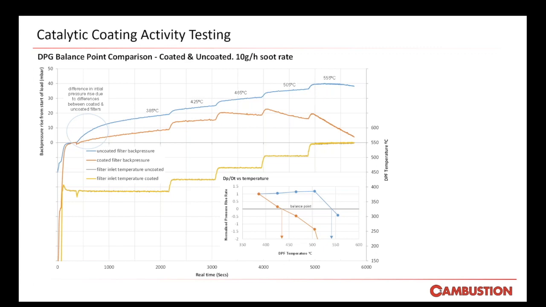At low temperatures, the back pressure rises constantly due to the increasing soot load. As the temperature increases, however, this begins to be outweighed by the oxidation of the soot.